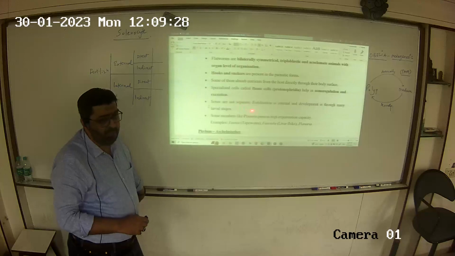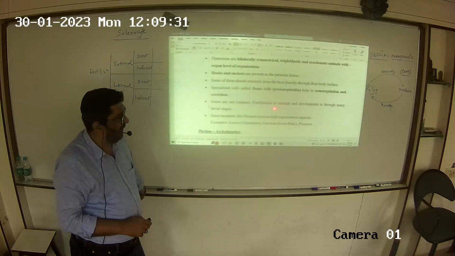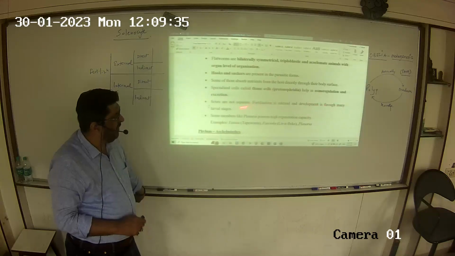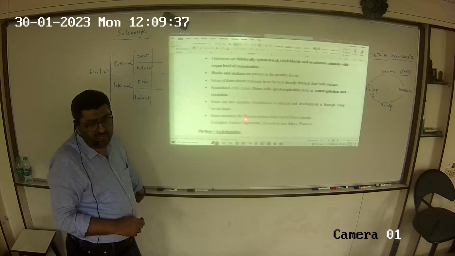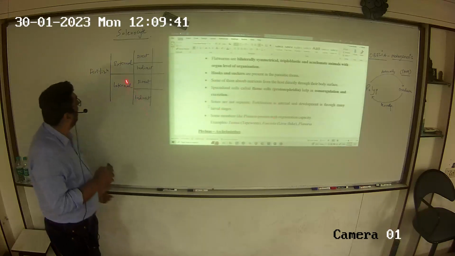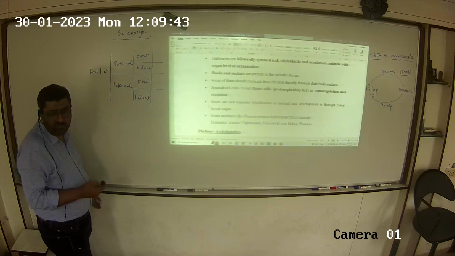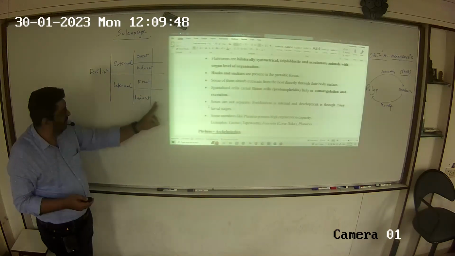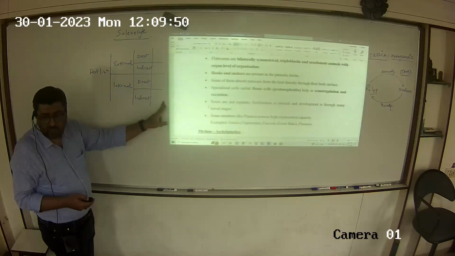Sexes are not separate. What is the term? Hermaphrodite. Fertilization is internal and development is through many larvae. Many larval stage matlab kya hoga? Direct, indirect? Indirect. So you know it is internal with indirect. So internal, indirect. Pata na table kaise use karenge abhi? Hai na? So immediately plateau ko mention kar denge apan.